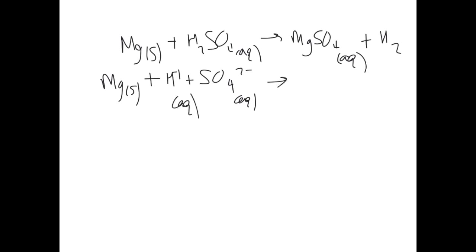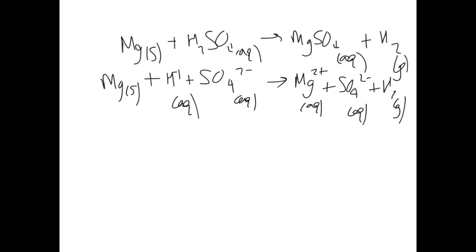And then we're forming magnesium sulfate, so Mg2+ aqueous plus SO4 2- aqueous plus H2, which is a gas. So let's look for our spectator ions, the ones which are unchanged either side of the arrow. We can see that sulfate exists on both sides, so we can get rid of those. So I'm going to put a cross through them, and then we're just going to rewrite our equations, one for magnesium and one for hydrogen.